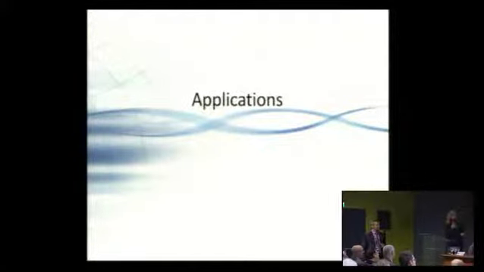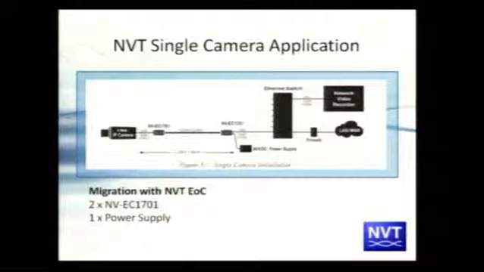Okay, so let's have a look at the applications. There are many different types of applications, but I've just picked 3, the most common. The first would be a single-to-single transmission, so just using one camera. You have your transmitter here and your receiver at the other end. The power supply sends power directly to the camera, so you have PoE over the coax.